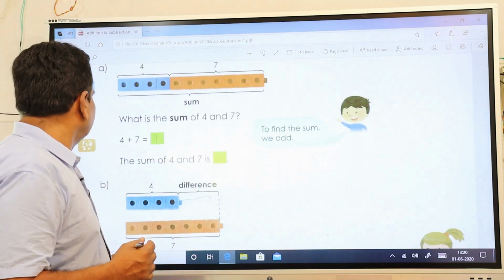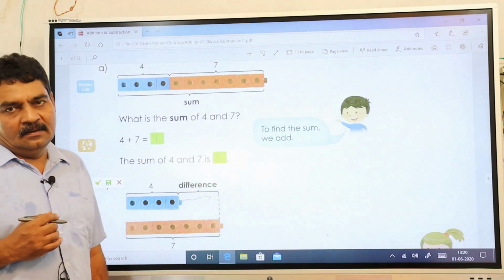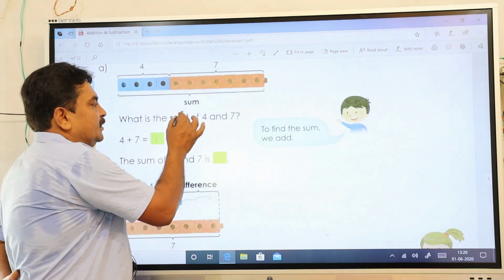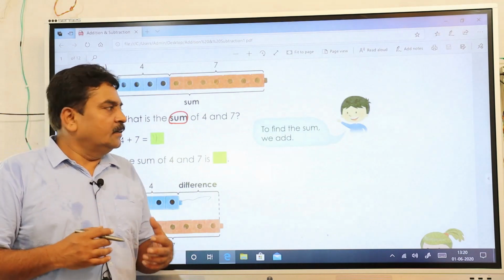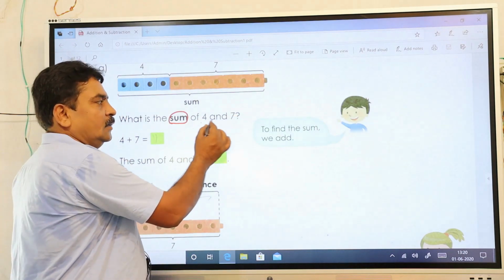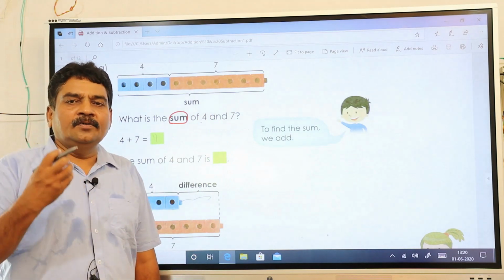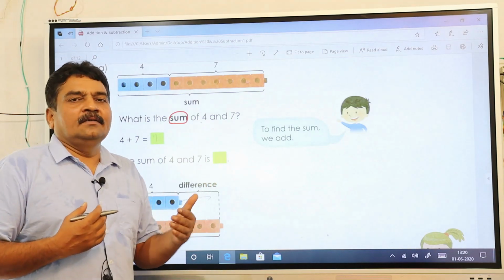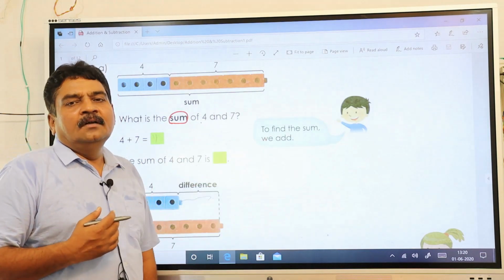Suppose here he has given, what is the sum of 4 and 7? Sum means addition. Whenever you add any two numbers, you think first which is the biggest number out of these two. Suppose you have two numbers here, one is 4, another one is 7. Which is the biggest number? 7. That biggest number, you keep it in your mind first, and then you try to add the smaller number to it, either by counting on fingers, or drawing lines on paper.